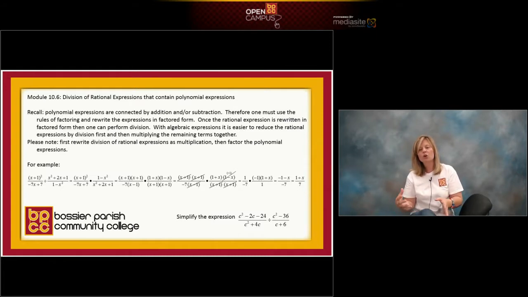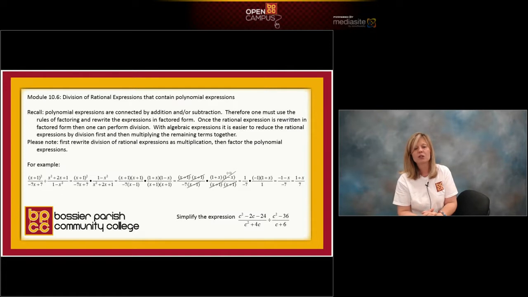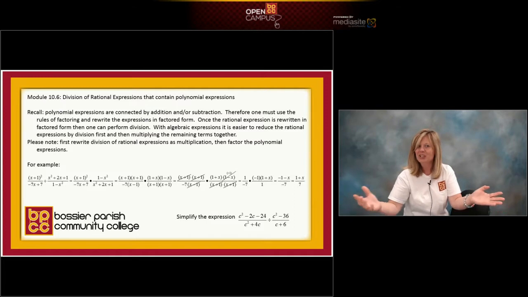If you look, because we have polynomial expressions, we're going to use our rules of factoring. All right, let's start with the first fraction. In the numerator is x plus 1 squared. Well, we need to rewrite that. We know that means x plus 1 times x plus 1, and that's in factored form because it's connected by multiplication.